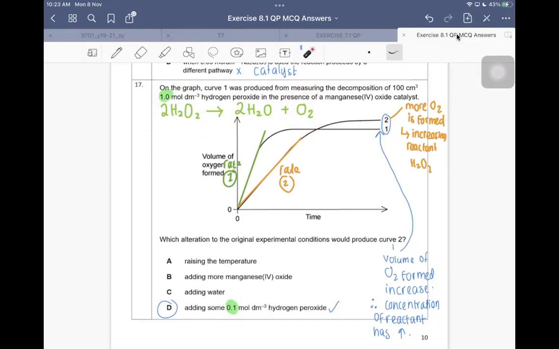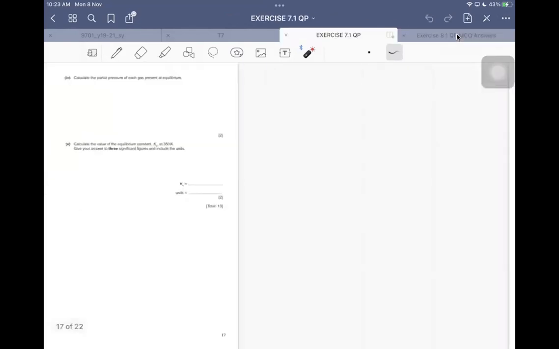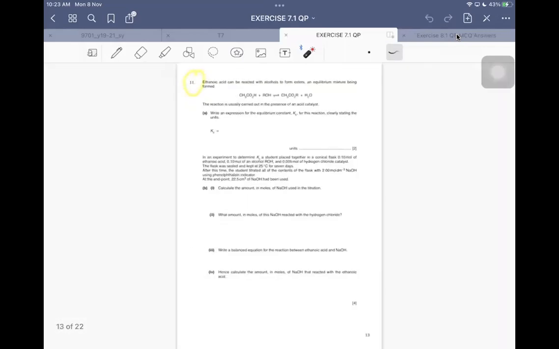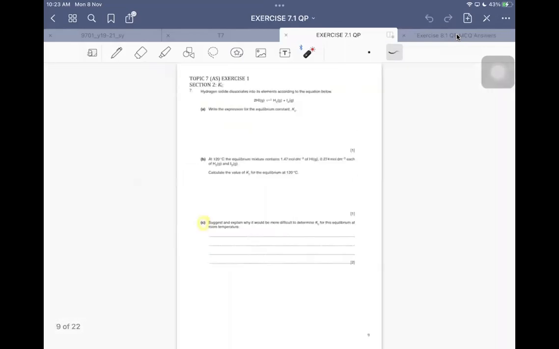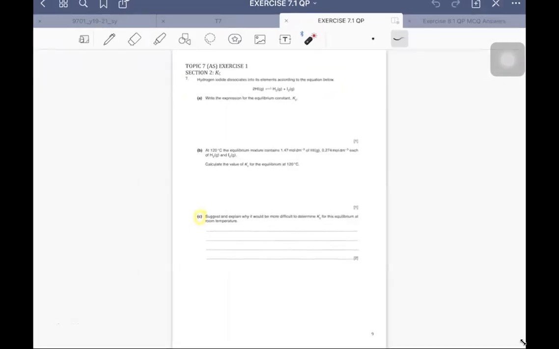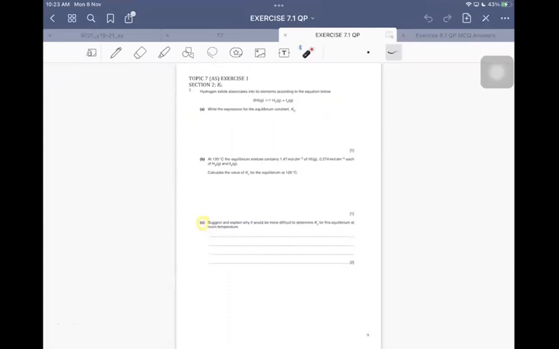Now I would like to move on to exercise 7.1. First, to look at question 7C. So I'm just going to choose some questions so that you are able to complete this exercise on your own. Okay, I will provide the marking scheme and then you use this as a revision. Just because I'm not doing it with you together or I don't assign you to do the questions, it doesn't mean that you don't have to do it, or it doesn't mean that it's less important.